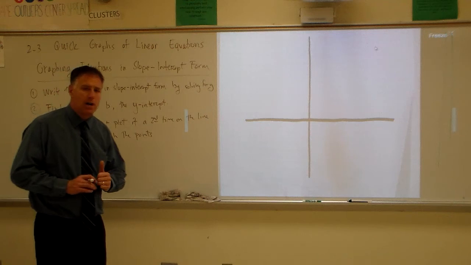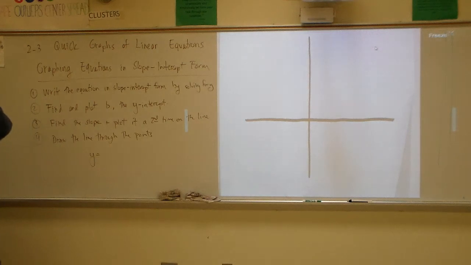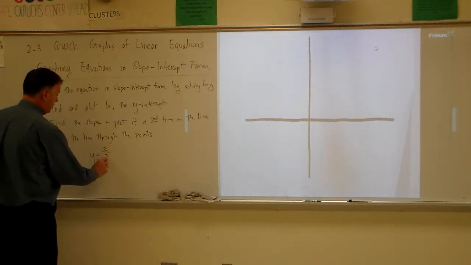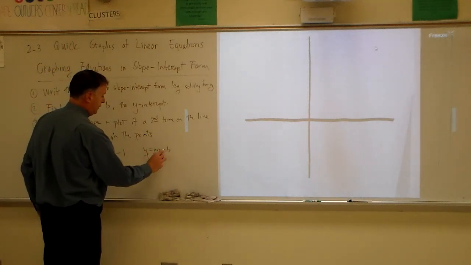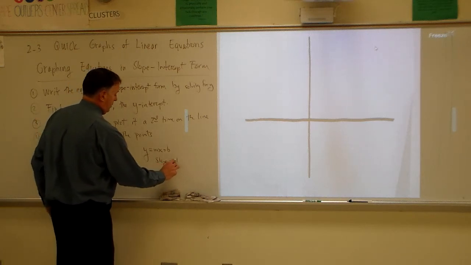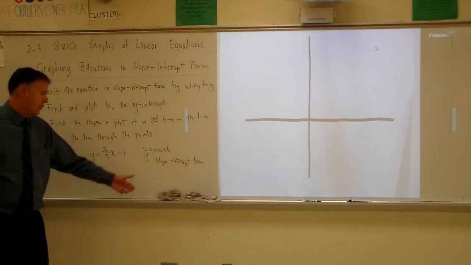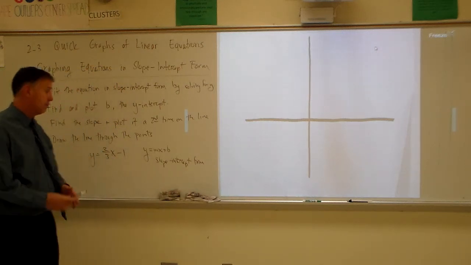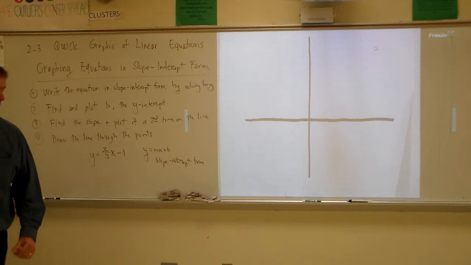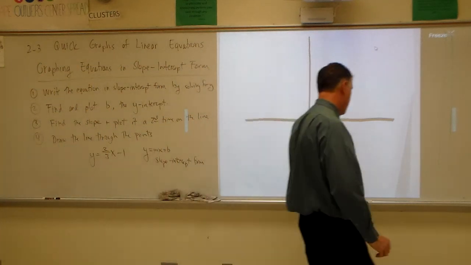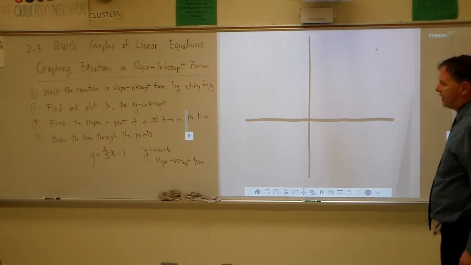Okay, so I'm going to start off with one that's written in slope-intercept form. Y equals 2/3 x minus 1. This is in slope-intercept form. Again, you're in slope-intercept form when you've solved for y. So I'm going to use the board here. Be patient. I'm going to try to be patient with the marker. Sometimes the marker can be a little finicky.